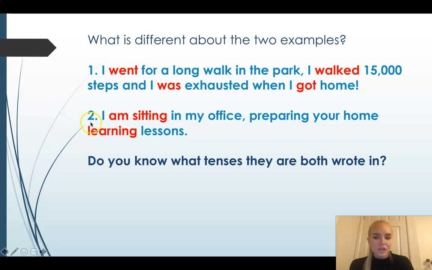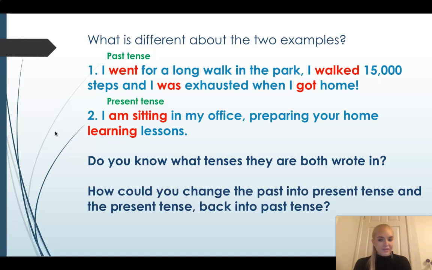Whereas number 2 is slightly different, because here we're saying I am sitting. So something that's happening right now. So do you know what tense that is? Is it the past tense? No, we're not talking about something that's already happened, are we? We're talking about something that's happening now. Now, that is known as present tense. If it's happening now, that's known as present tense. But if it's happened previously, that is known as past tense. And that is what we are going to be working on today.